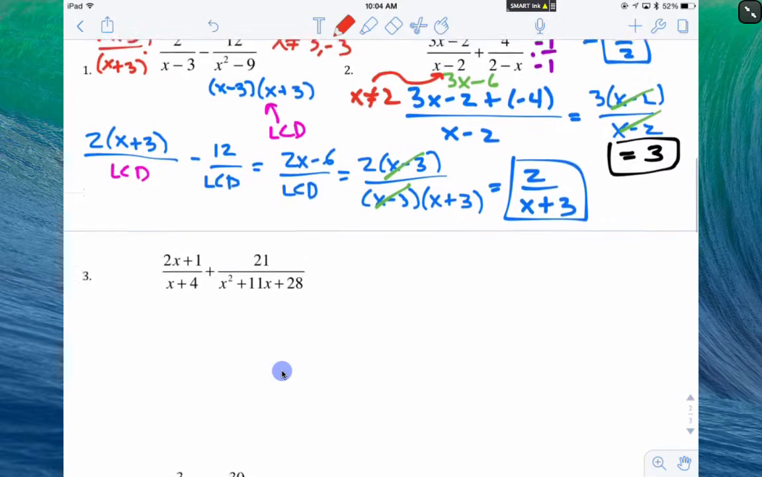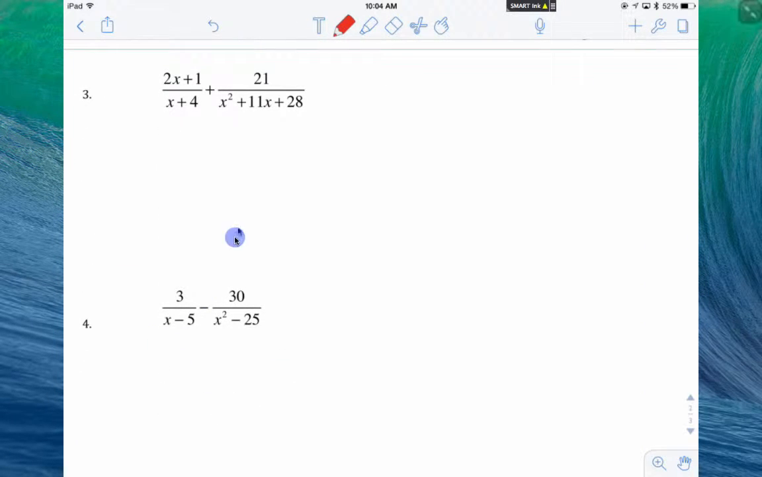One more example I want us to do together before I have you try some on your own. This is difficult more just because it's a lot of terms, not necessarily conceptually more difficult, but just computationally more difficult. The strategy remains exactly the same. Let's start by factoring this denominator. So we can factor that as x plus 4 times x plus 7.